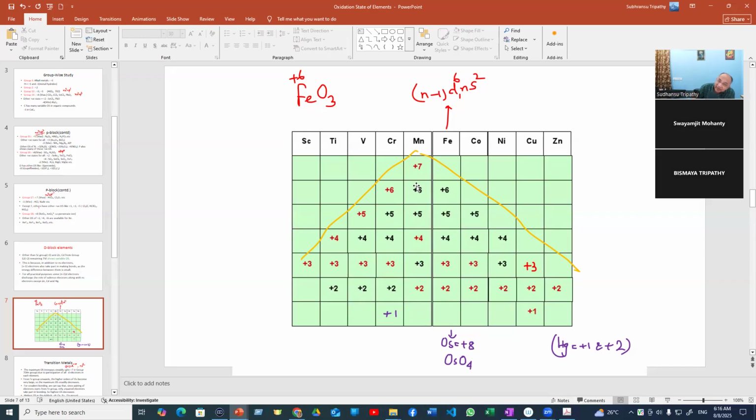d5, ns2 (n-1)d5. Then pairing will start. Then they will show increasing resistance to participate in bonding, may it be covalent bonding.